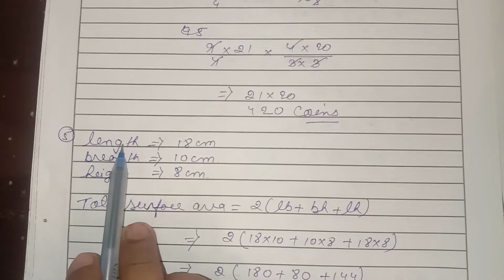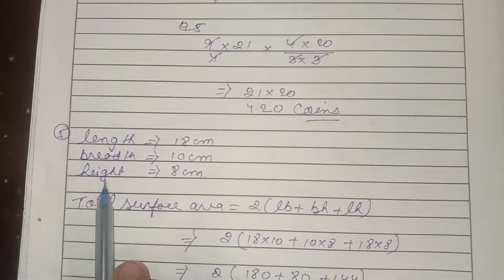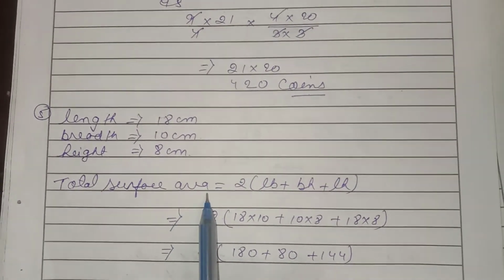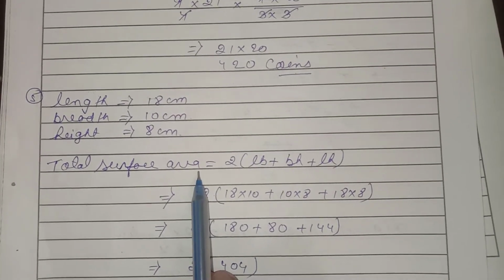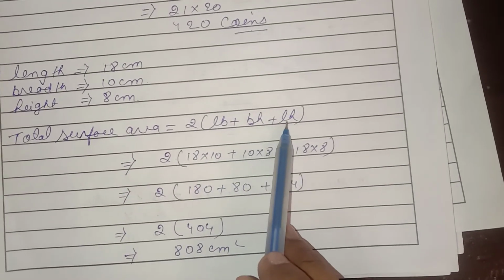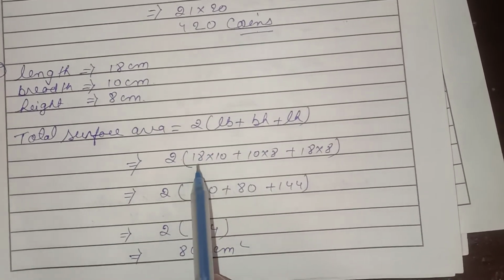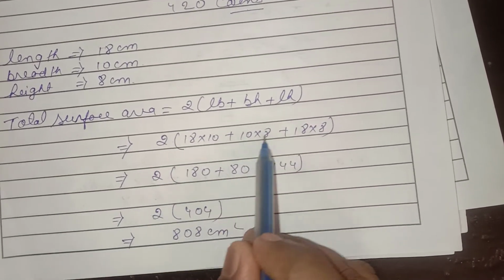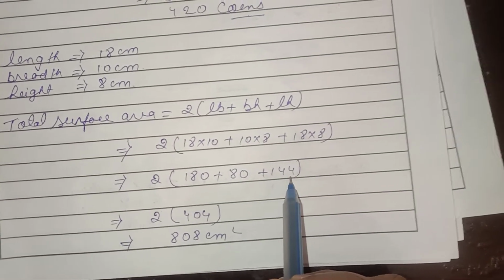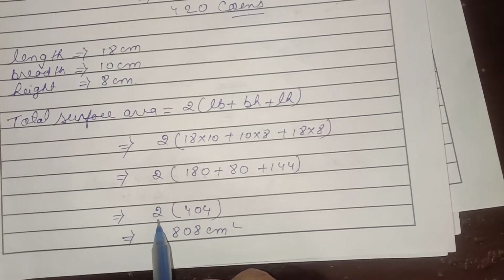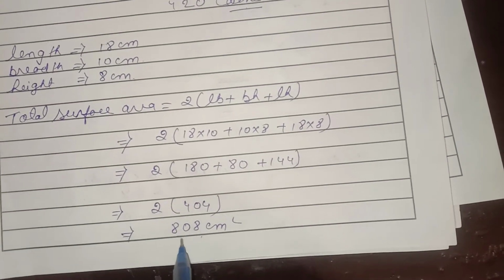Question number 5. Length 18 cm, breadth 10 cm, height 8 cm. What we have to find here? Total surface area. As we know, the formula for total surface area of a cuboid is equal to twice length into breadth plus breadth into height plus length into height. We have to write the value of those numbers, and after putting the value, we have to multiply all the numbers here. After multiplying, we have to add these 3. After adding, we have to multiply that number by 2 to find our correct answer, and our correct answer is 808 centimeter square.